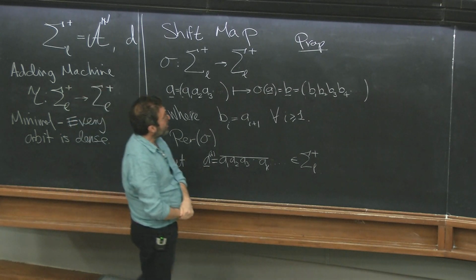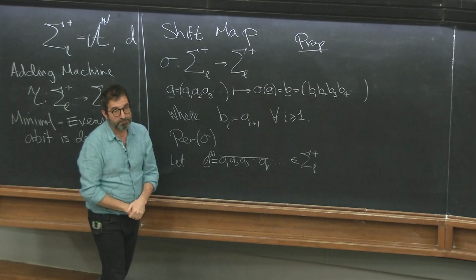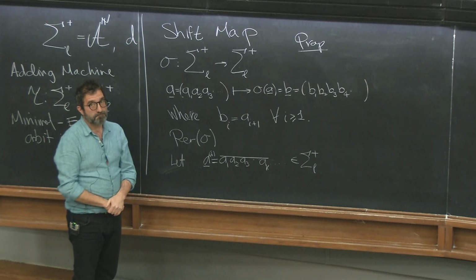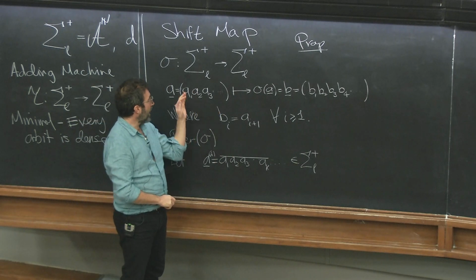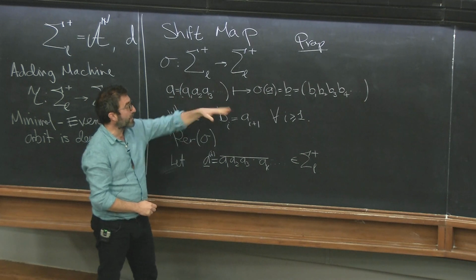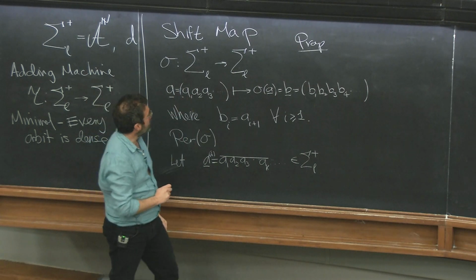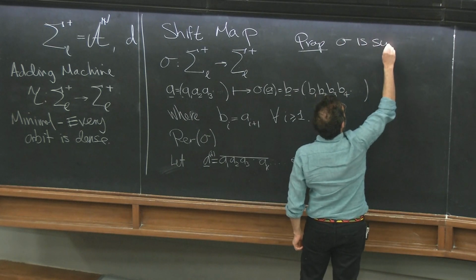So it's not injective, but it is clearly surjective, because after the first digit you can have any possible sequence. So when you map it, you will get any possible sequence. So sigma is surjective.